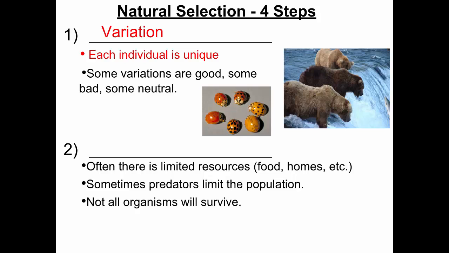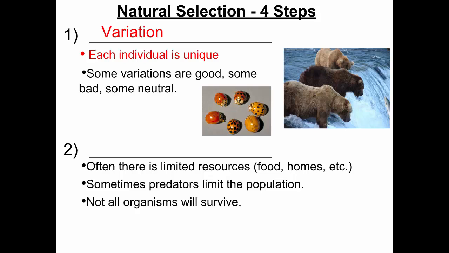Now, in certain situations, maybe in some environments, having darker spots and larger spots is helpful. It's beneficial to the species. If so, what would happen to these ladybugs? Jeff? The yellow ones would probably die off. Yeah, the ones that have the spots that most match their environment, maybe they survive longer. They're less likely to be eaten by birds, and therefore over time, the species might change, and more of the beetles might have that coloration pattern. So sometimes a variation is good, sometimes it's harmful, sometimes it's neutral. It doesn't help or hurt.